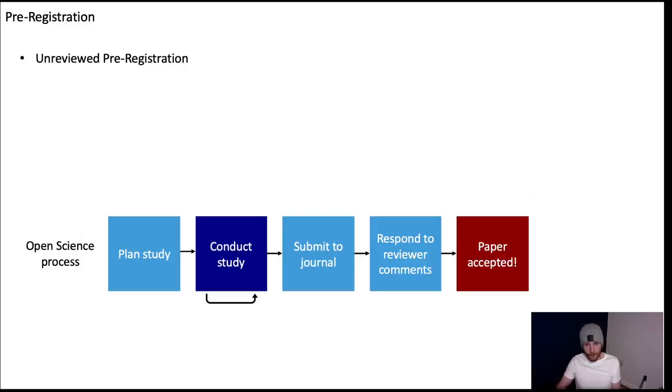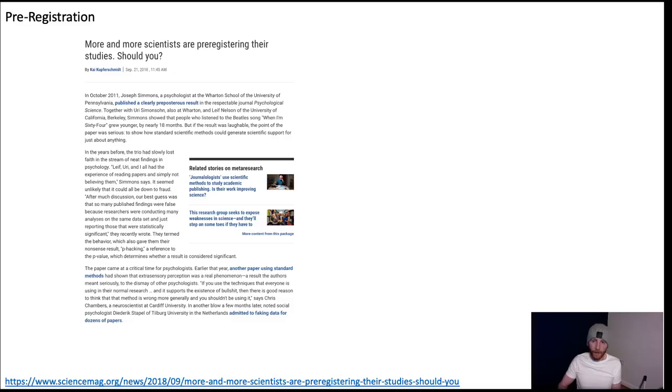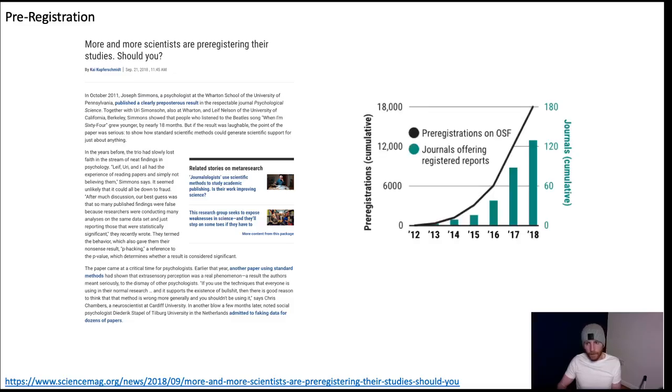This should look familiar to you. It's the open science process, or the traditional publication model. And the easiest way to incorporate pre-registration is simple. Like we saw last week, you simply complete a pre-registration form after planning the study, but prior to conducting the study. This type of pre-registration is the most common by far.